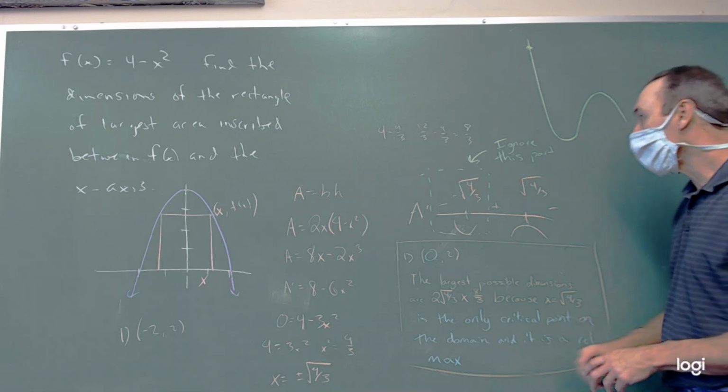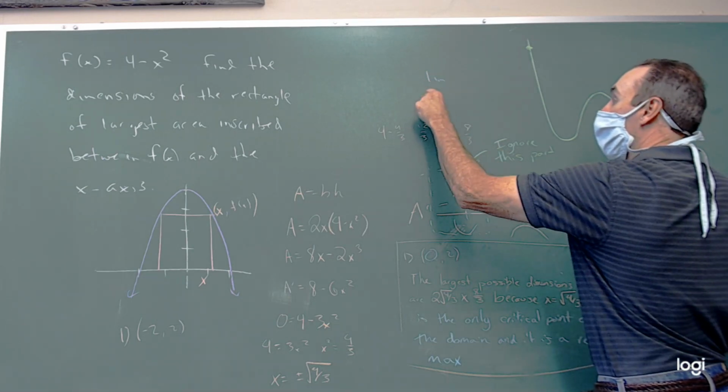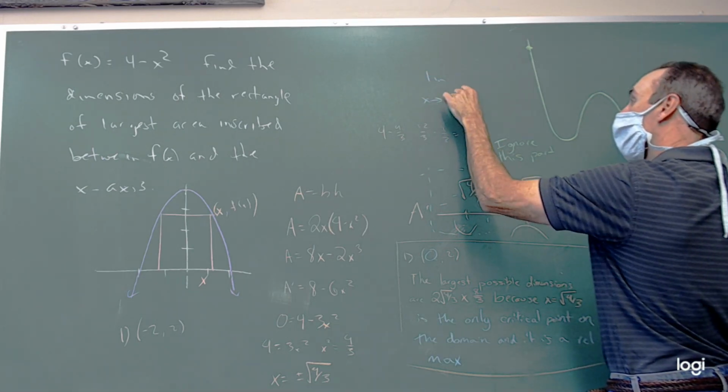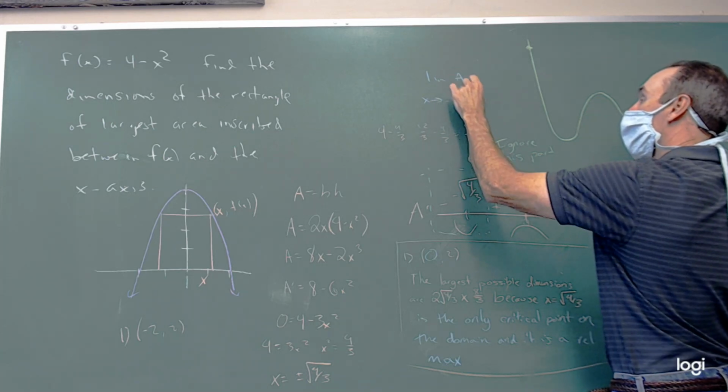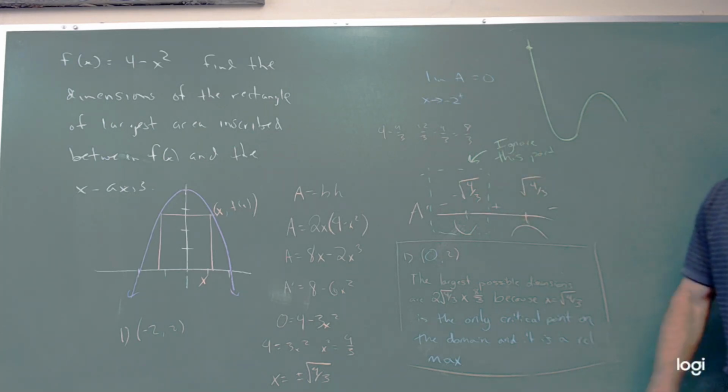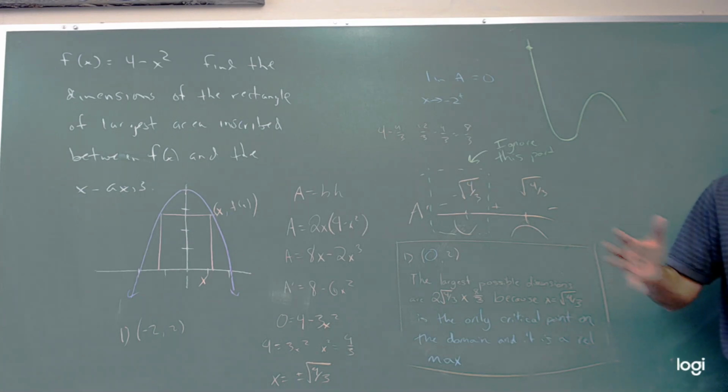So we could say that the limit as x approaches -2, and we could even say from the right, of our area function is going to be 0. So we're going to be okay. It just takes a little bit more doing.